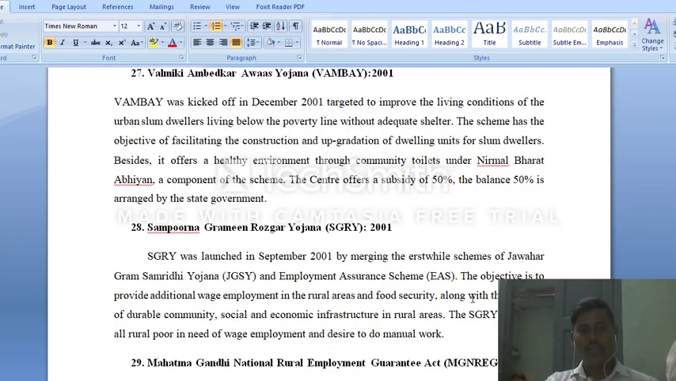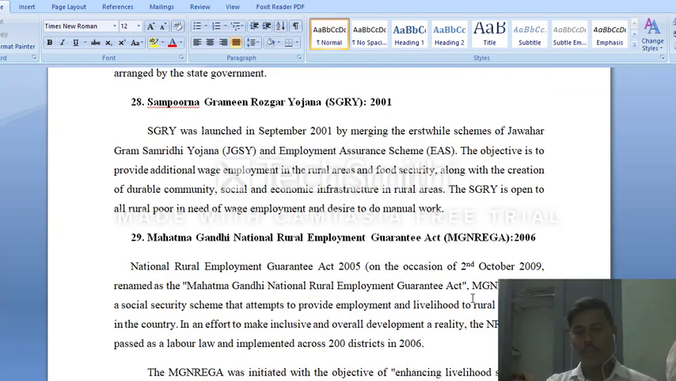In 2001, Sampurna Gramin Rozgar Yojana was launched by merging the erstwhile schemes of Jawahar Gram Samriddhi Yojana and Employment Assurance Scheme. The objective is to provide additional wage employment in the rural areas and food security. In 2006, a milestone was marked by the central government by introducing the National Rural Employment Guarantee Act. This act was enacted in the year 2005, but it came into force in the year 2006.